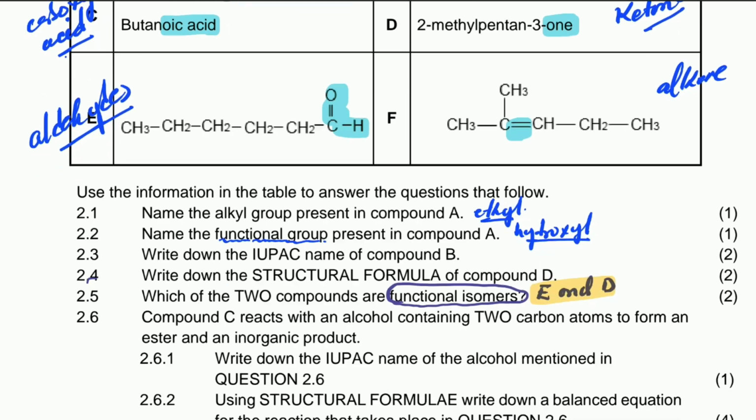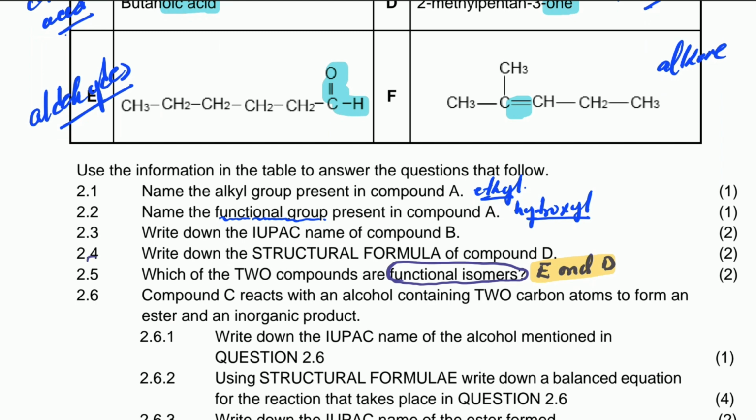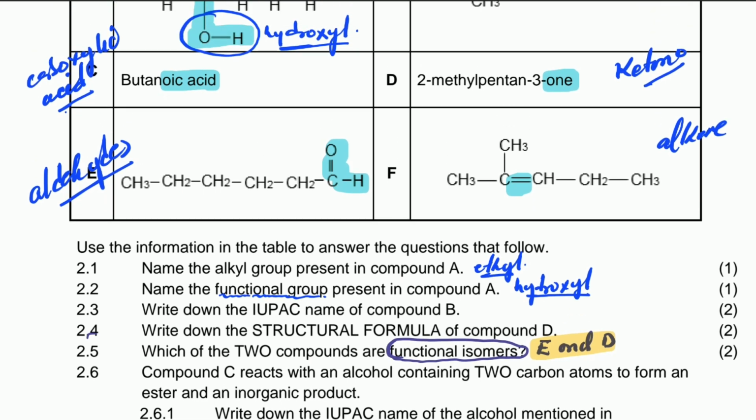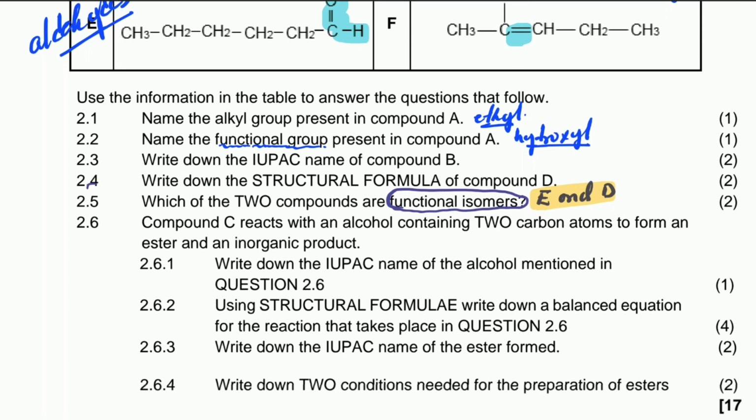It could be very tricky, but it's one video on its own. Compound 2.3. Compound C reacts with an alcohol. So compound C, which is a carboxylic acid here, you can see it, reacts with an alcohol. Okay, obvious. You can see carboxylic acid with alcohol and an ester will form. Write down the IUPAC name of the alcohol mentioned in the question.